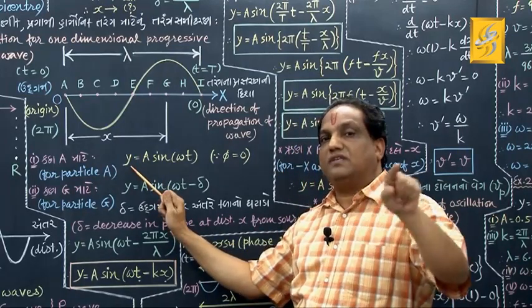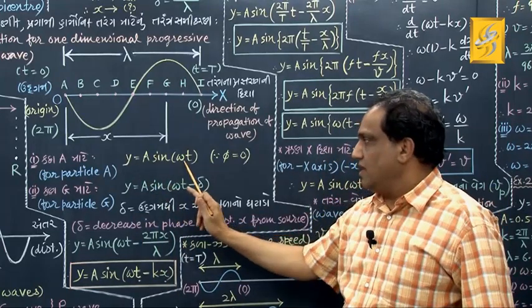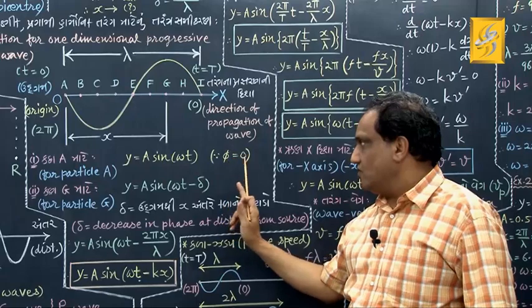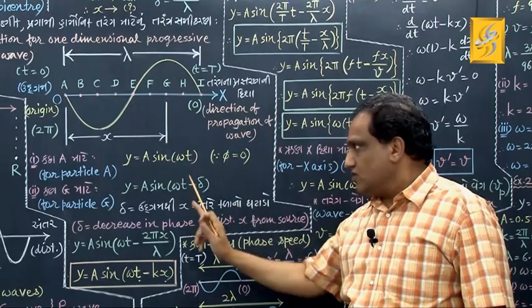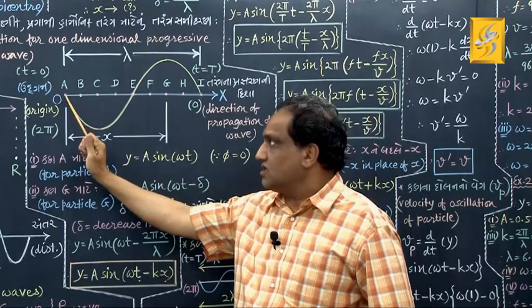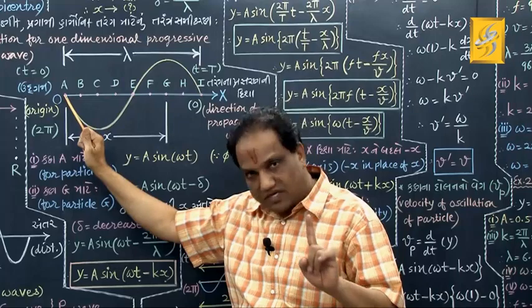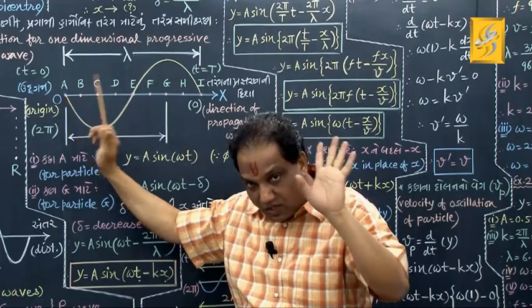Y equals A sin omega t plus 5. But phi is 0, correct? So I am writing here omega t, because we had oscillated this particle first towards the positive end of the path after beginning from the fixed point. That's why its initial phase is 0.